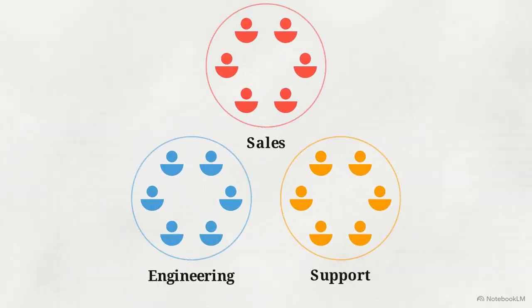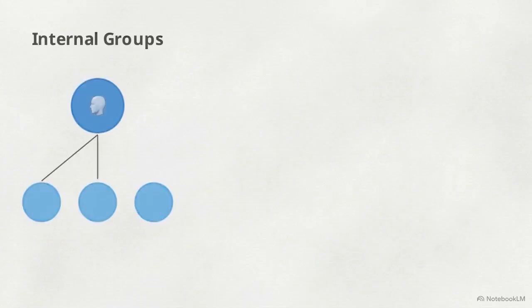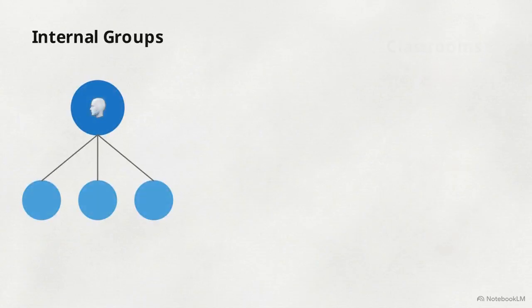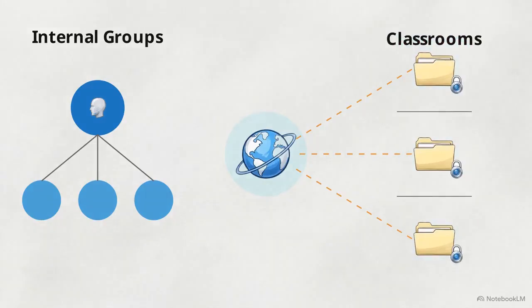To manage your learners, you use the Groups feature. This allows you to organize users by department or team and track their specific progress from a single dashboard. If you work with external clients, the Classroom feature provides a centralized portal where each organization gets its own private space with its own login credentials.